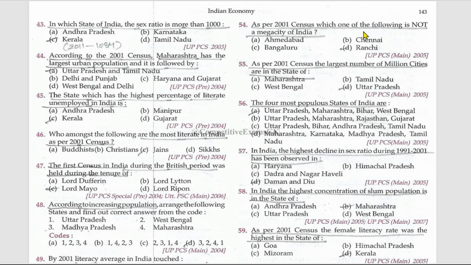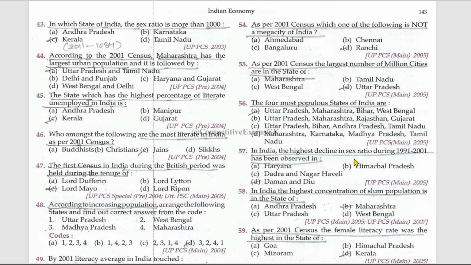As per the 2001 census, which one of the following is not a megacity of India? That is Ranchi. As per the 2001 census, the largest number of million cities are in the state of Uttar Pradesh. The four most populous states of India are Uttar Pradesh, Maharashtra, Bihar, and West Bengal.